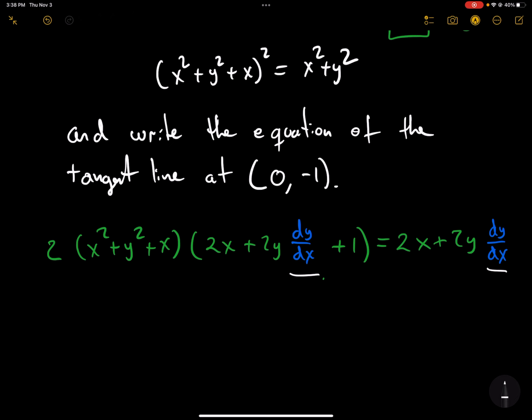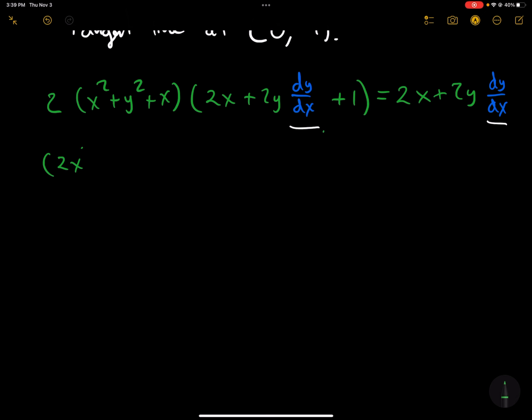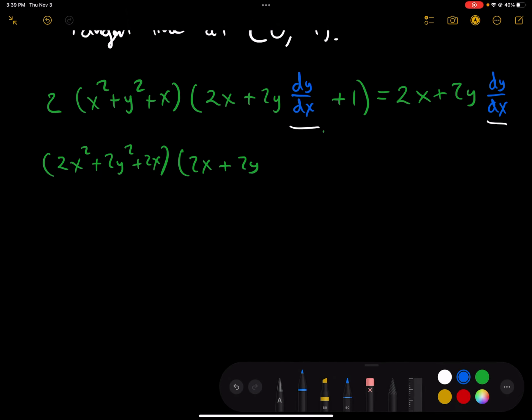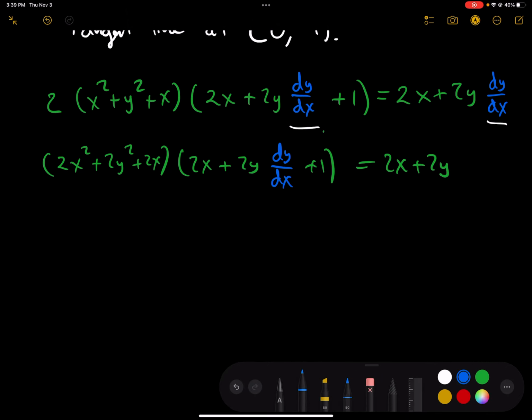Now the point is to expand this expression and collect dy over dx, so we want to solve for this. So I'm going to expand this expression algebraically, and then I'm going to collect dy over dx. On the left-hand side, we can multiply these terms together. We will have, first of all, (2x squared plus 2y squared plus 2x) times (2x plus 2y dy over dx plus 1). And then on the right-hand side, I'm just going to copy the same thing that we had before.